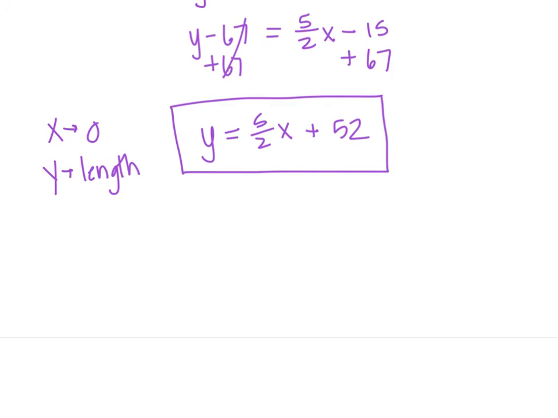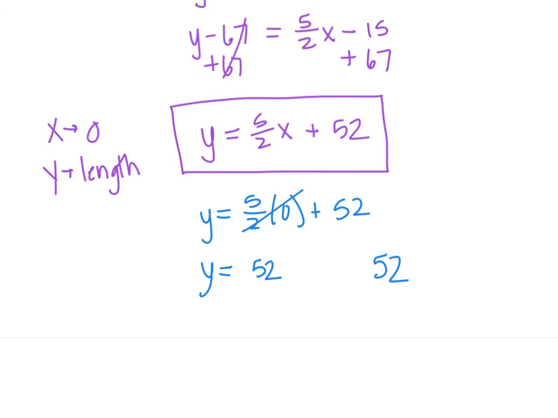So all that we do is we take our equation and we plug in a 0 for the x, which will allow us to solve for y. Well, y is already solved for. 5/2 times 0 is 0, so we get 52. And we want to make sure we're using the appropriate unit. This is 52 centimeters. That is the natural unstretched length of the coil or spring.